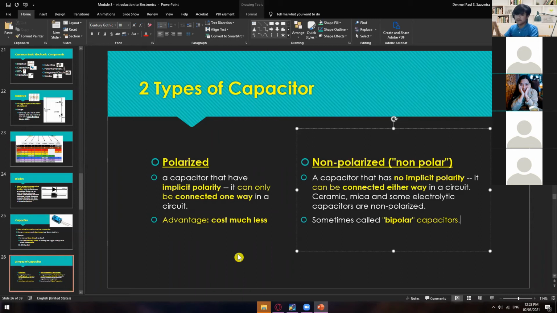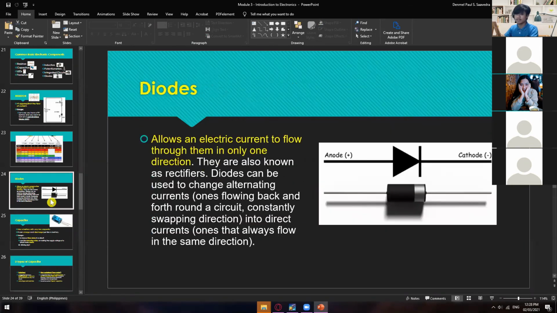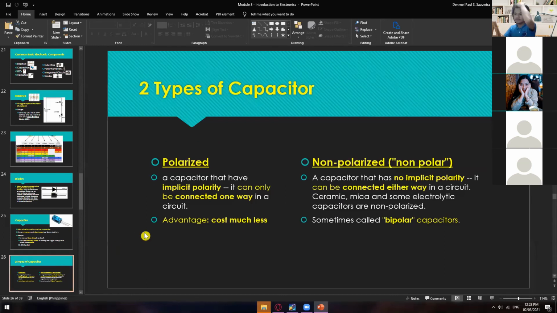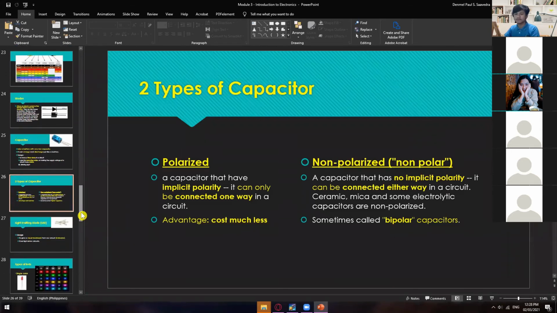All right. So any questions so far up to this point? The capacitor and diodes. None, sir. All right.